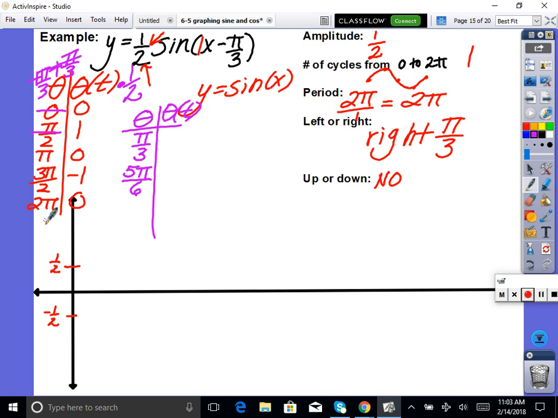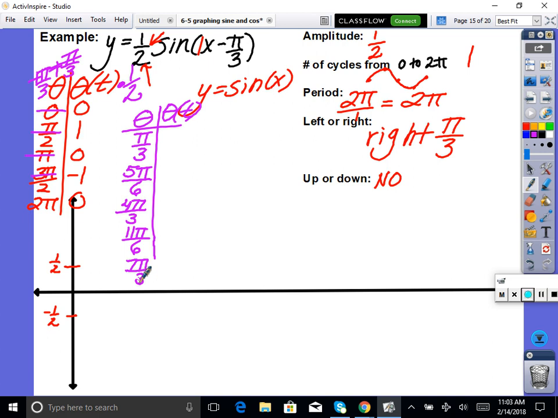That would be, okay, I'm crossing them out, 3 pi halves plus pi thirds. You guys all know how you could do it in your calculator? Okay. And then 2 pi plus pi thirds. Did we say 7 pi thirds? Okay, cool. Let's do these.